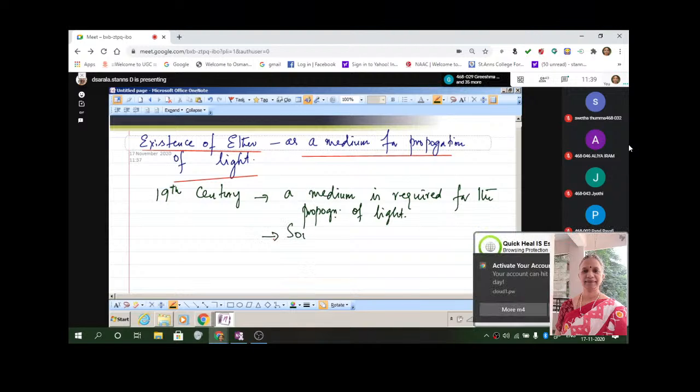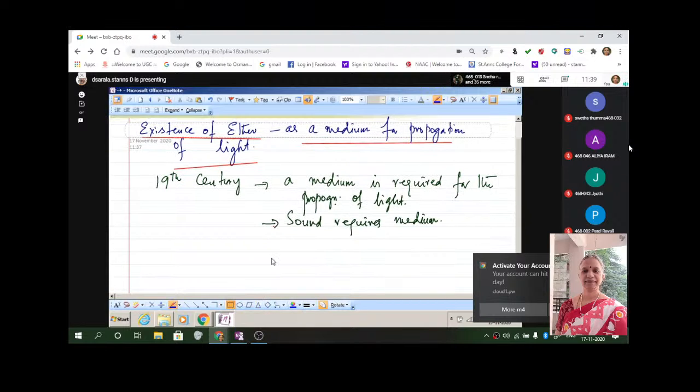They know that sound requires a medium. As sound requires a medium, they thought light also requires a medium. And for the measurement of the velocity of sound, when you know there is something existing and it is moving, this medium is moving.